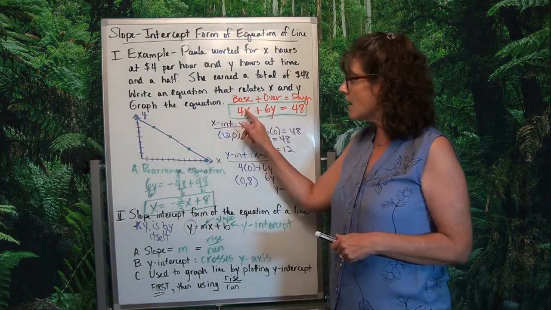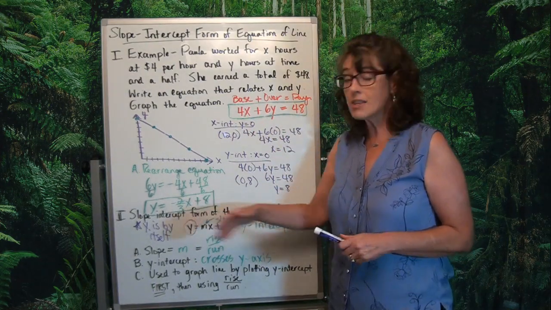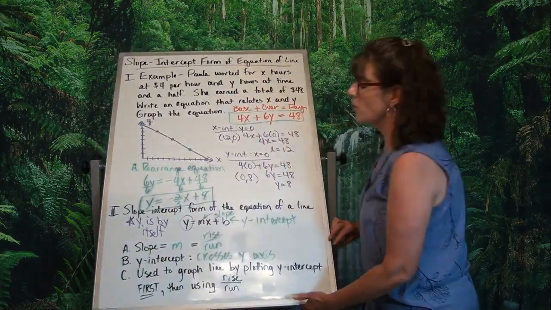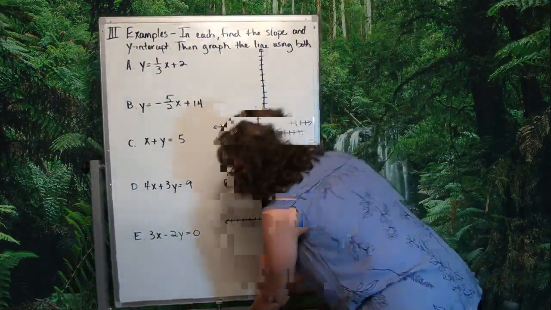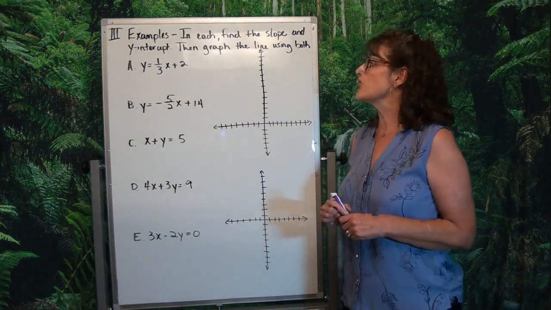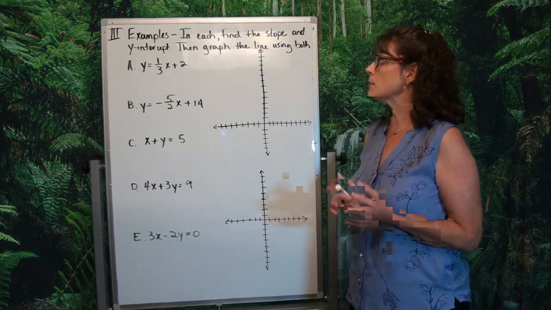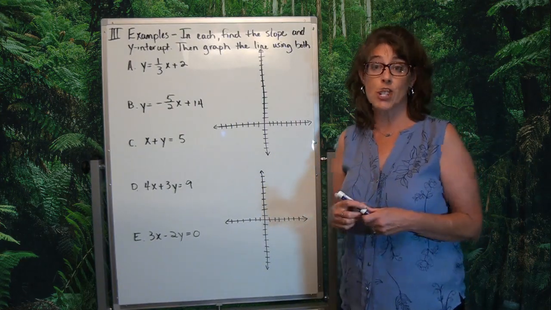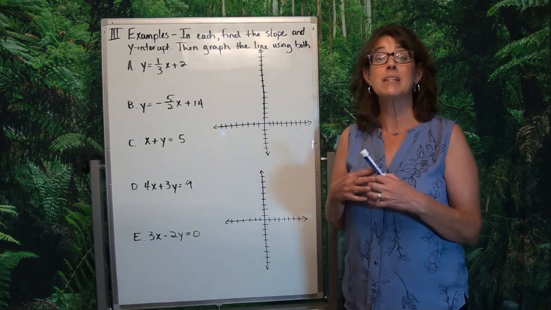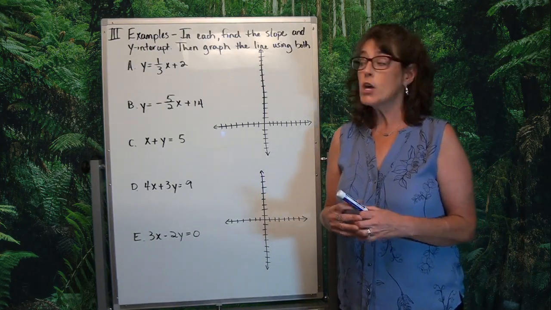That's why I said, let's take this, let's rearrange it, and let's get that y by itself and see what happens. So, let's continue on with some examples. You know I like to give you lots of examples, so you're very comfortable with this. In each of these examples, we're going to find the slope, we're going to find the y-intercept, and we're going to graph them using both, just like we just did. Now remember, in order to pull out the slope and pull out the y-intercept, that means it has to be in slope-intercept form.